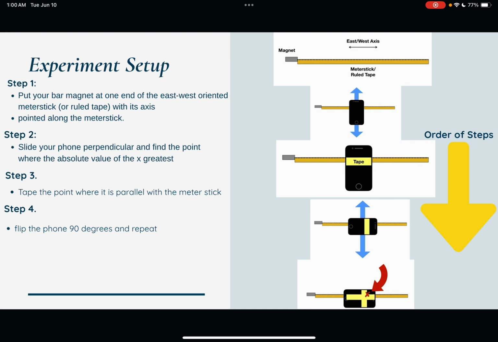For the experimental setup to find the magnetometer location, you put your bar magnet on one end of the east-west oriented meter stick, and you slide your phone perpendicular and find the point where the absolute value of x is the greatest. At that point, you tape parallel to the meter stick, and then you do the same thing, flipping it 90 degrees because you want to do the other axis. And you repeat those steps again. After that, you should get the bottom-most photo, where you have an intersection of 2 points, and that is where the magnetometer chip is.